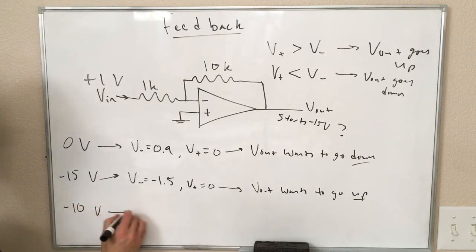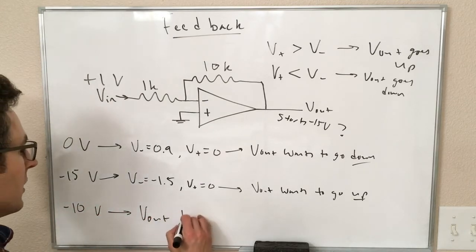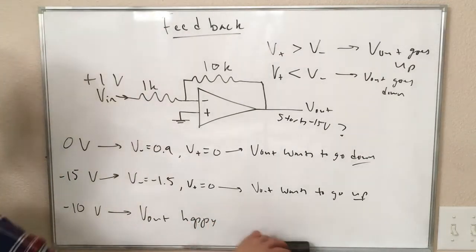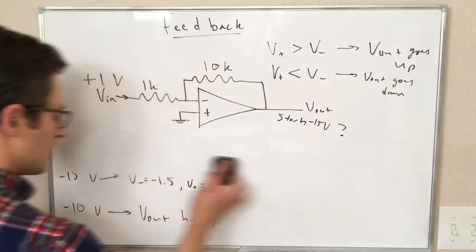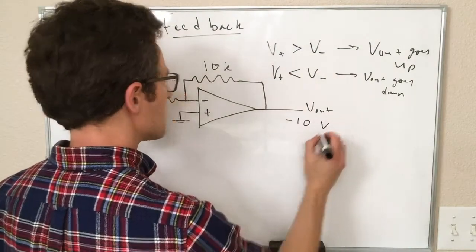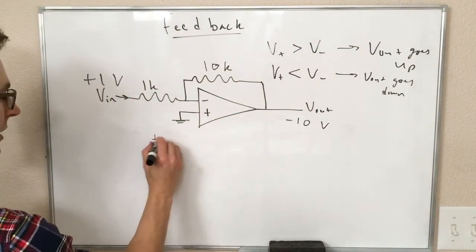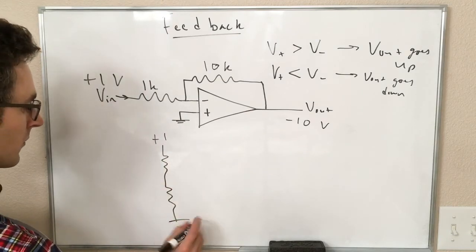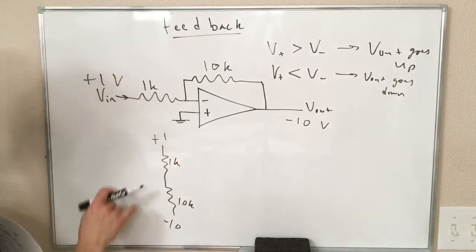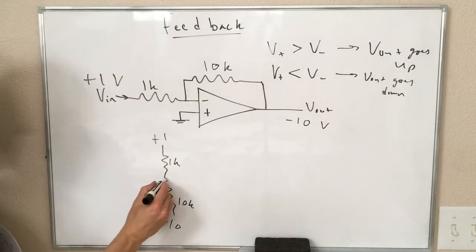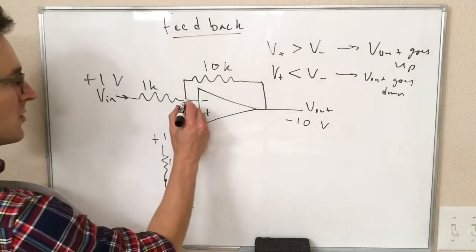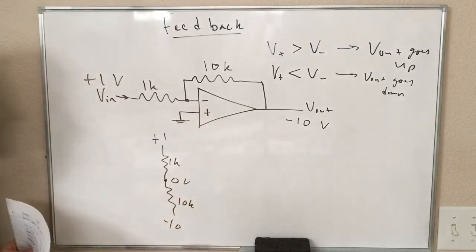And I will write down what it is and then we will show why it is. So at minus 10 volts, V out is happy where it is. It doesn't want to go up or down. So let's erase this and let's analyze this minus 10 volts. If this is minus 10 volts, our little resistor voltage divider looks like this. So we have 11 volts across 11 kilo ohms, which means this is going to be right at 0 volts ideally.